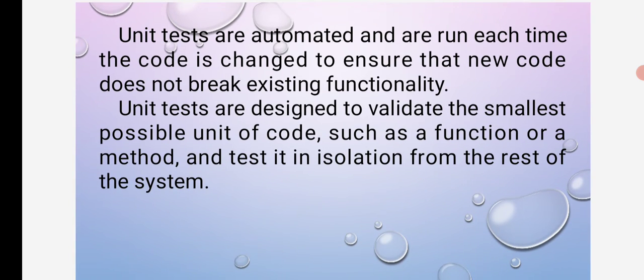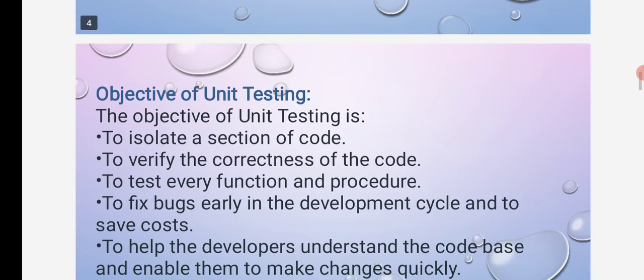It is automated and run each time the code is changed to ensure that new code does not break existing functionality. It is designed to validate the smallest possible unit of code, such as a function or a method, tested in isolation from the rest of the system.